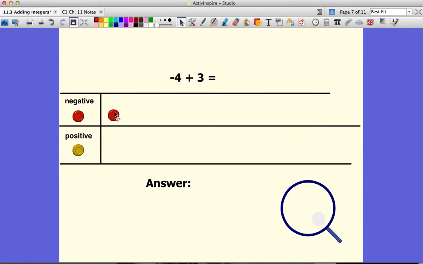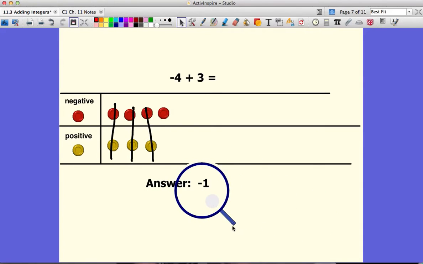Negative 4 plus 3 tells me that I would have 4 red chips and 3 yellow chips. And then again, we talk about the cancellations. We take a yellow and a red, a yellow and a red, a yellow and a red. Because I only have 1 red left, I know that my answer has to be a negative 1.